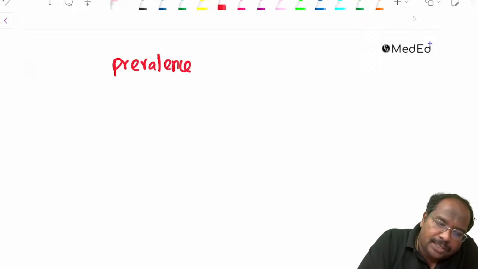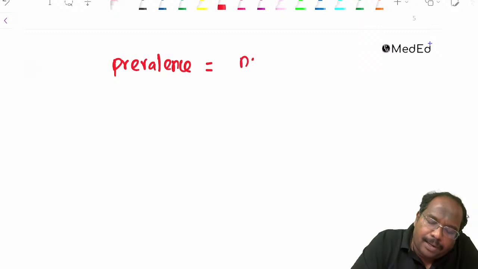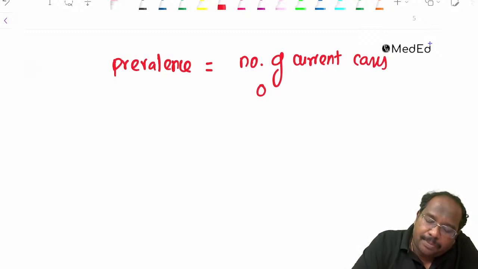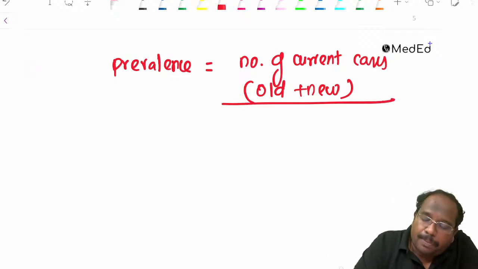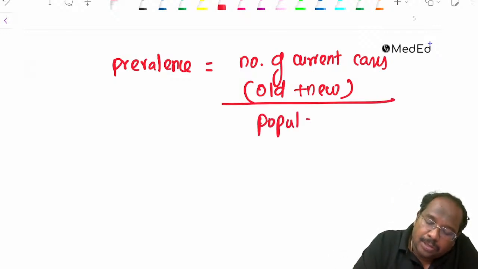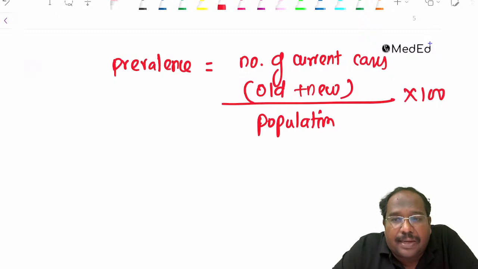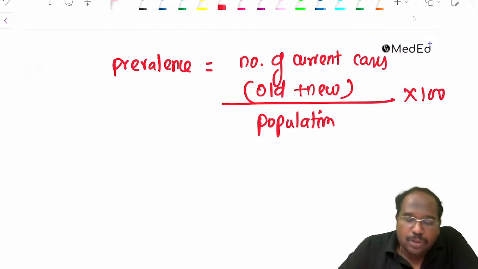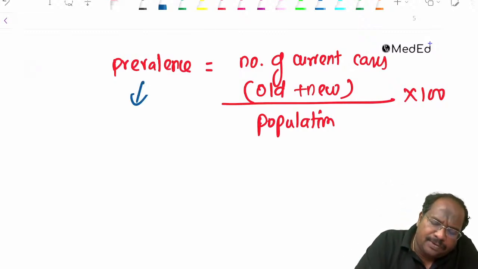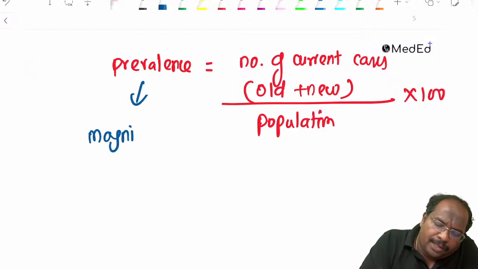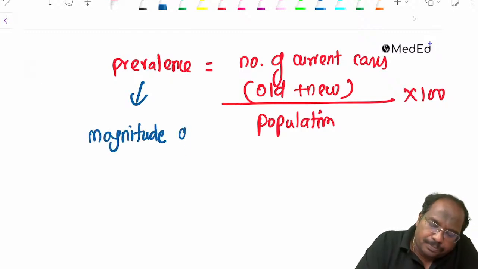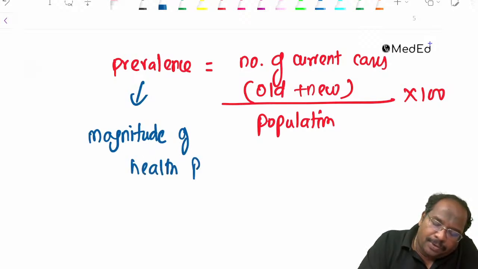What is prevalence? Prevalence is the number of current cases, which may be old plus new, divided by the population, multiplied by 100. It comes in percentage. So how many current cases are there, divided by the population, multiplied by 100. What does prevalence tell you? Prevalence will tell you the magnitude of the health problem, how big the problem is.